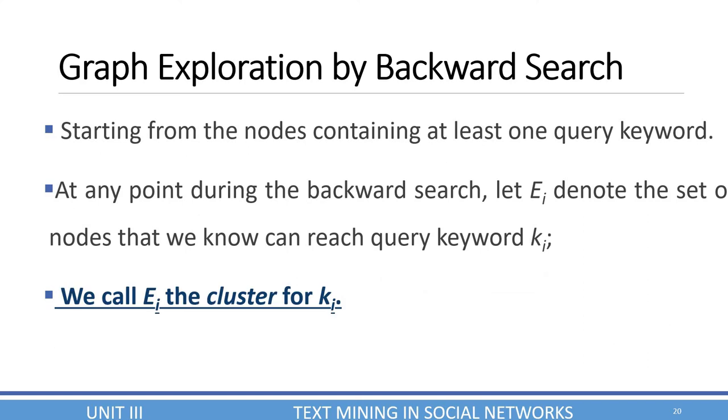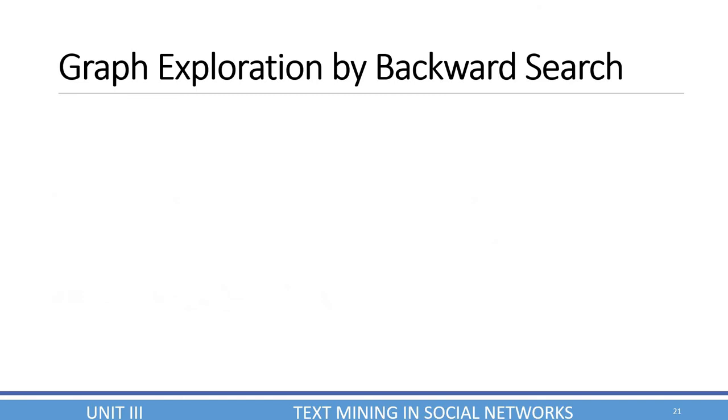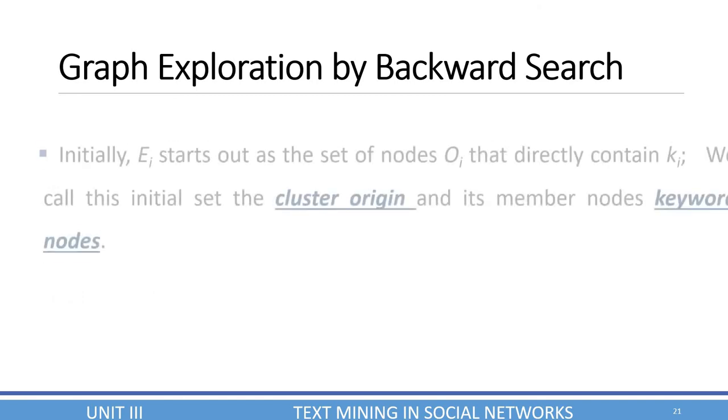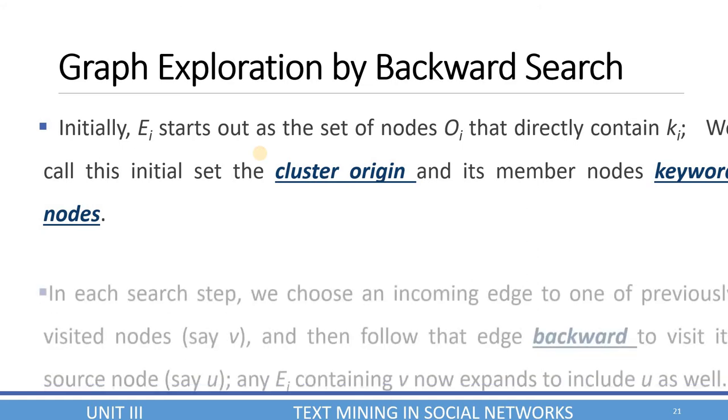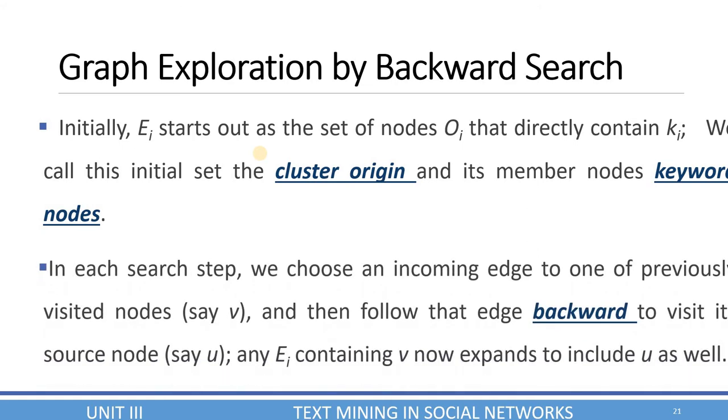At any point during the backward search, Ei denotes the set of nodes that we know can reach query keyword Ki. We call the Ei a cluster of keyword Ki. Initially, Ei starts with the set of nodes that directly contain the keyword Ki. We call this a cluster origin. And in each search step, we move in a backward direction. We choose an incoming edge and then follow that edge in a backward direction to visit the source node.